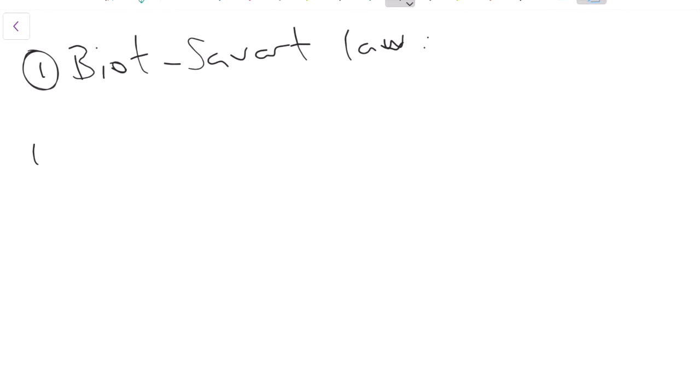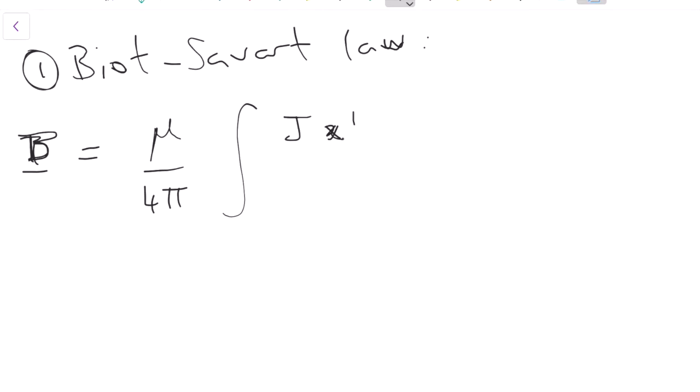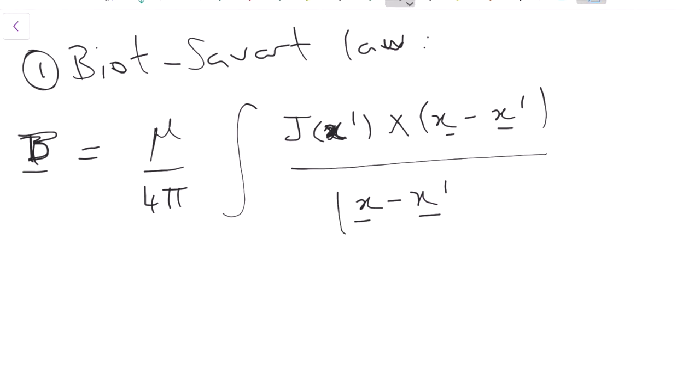I'm here talking about the magnetic field B being equal to mu over 4 pi times the integral of the current density evaluated at some point x prime, and I'll define those in a diagram in a minute, crossed with x minus x prime, divided by |x minus x prime| cubed, dv prime, and you integrate over all of space. So you've encountered this formula in high school, but in a bit of a simplified form.